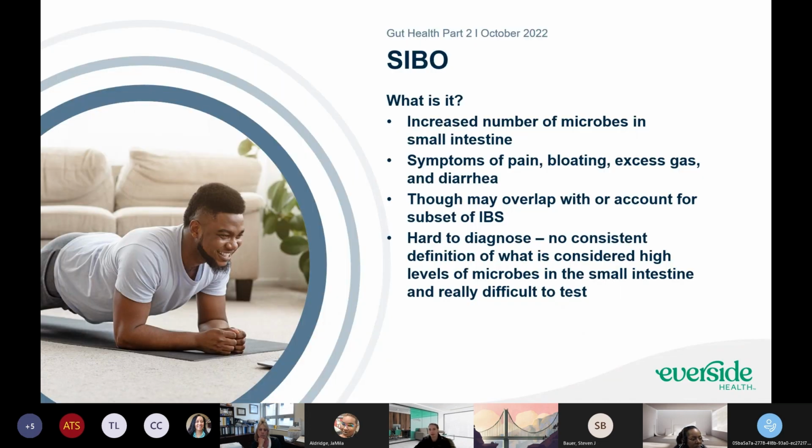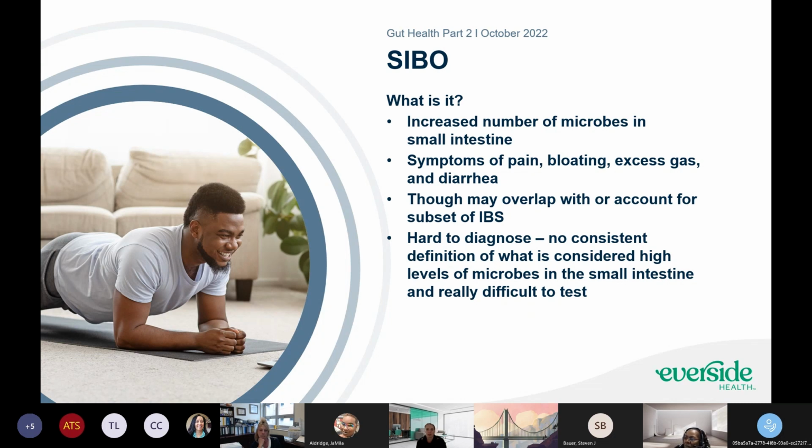So looking back, just touching again real quick on small intestinal bacteria overgrowth. So you have that increase of microbes in the small intestine. A lot of symptoms for people tend to be pain, bloating, excess gas, and diarrhea. It's thought that it might overlap or account for a subset of irritable bowel syndrome. Irritable bowel syndrome is going to cover a lot of different things. So we're covering it towards the end just to kind of be a catch-all.